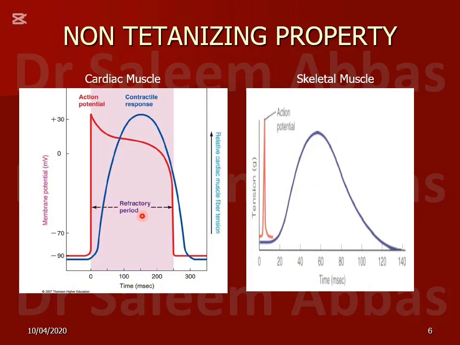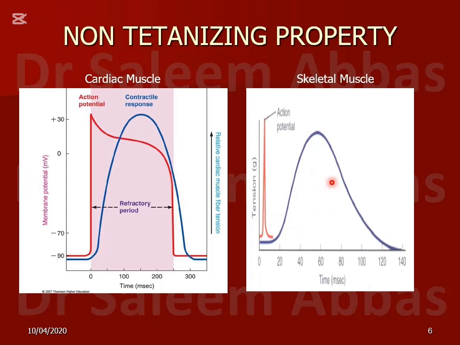This long refractory period ensures that no other action potential can occur during the process of contraction of the cardiac muscle fibers, because the duration of contraction is almost equal to the duration of the refractory period. So there can be no second action potential unless the cardiac muscles are already relaxed.